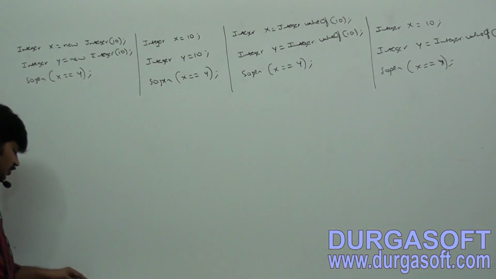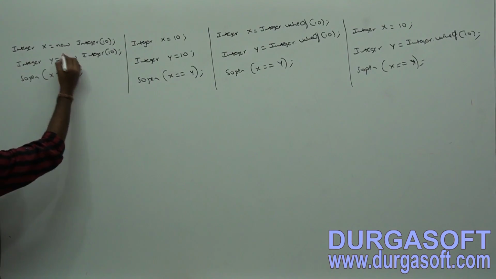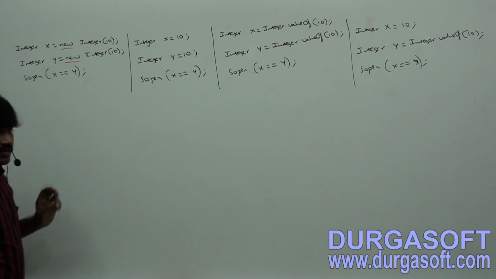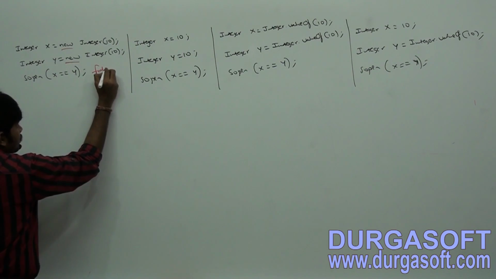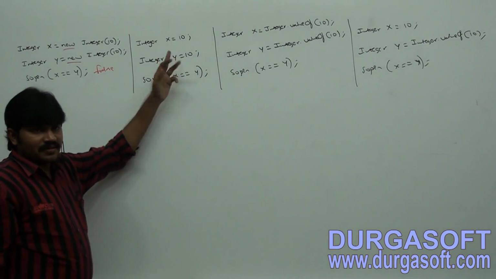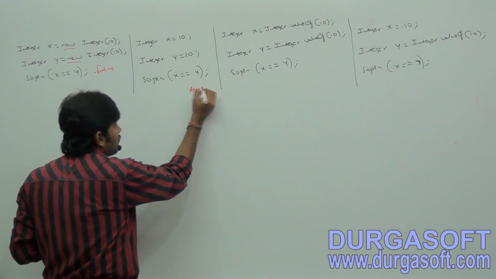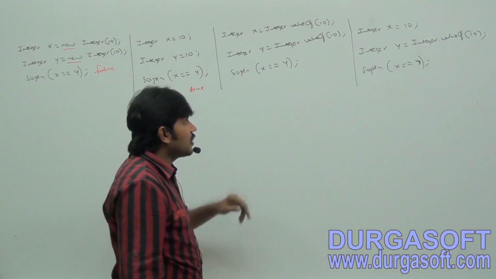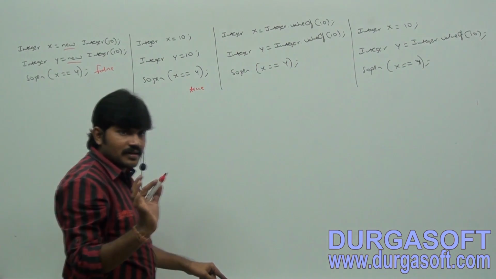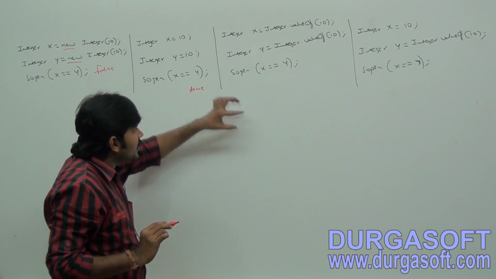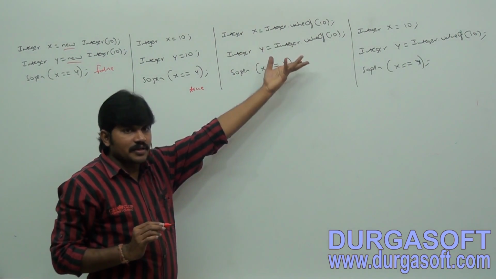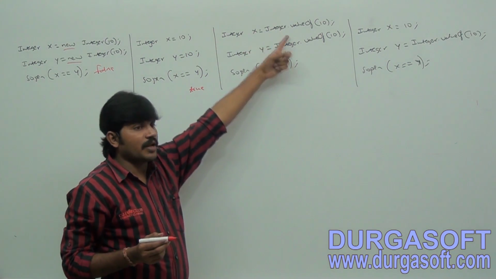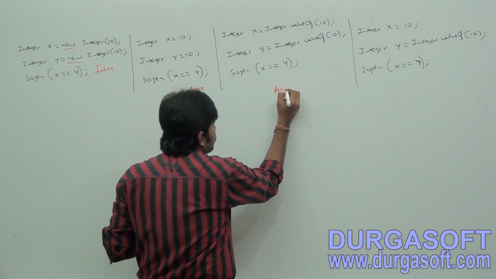Can you tell the answer for the first case? With the new operator, a new object is compulsorily created. The buffer concept is not there for constructors, so the answer is false. Second one, autoboxing, no explanation needed, true itself is the answer. Third one, Integer.valueOf(10) and Integer.valueOf(10): internally, after compilation these two lines become like this only, so it is true. The buffer concept is available for the valueOf method, so true is the answer.